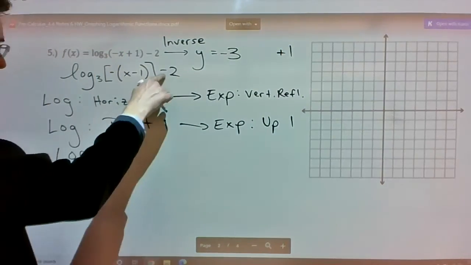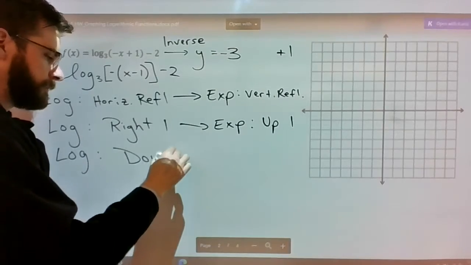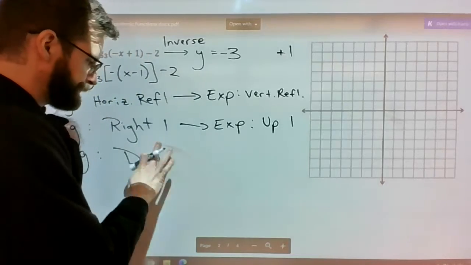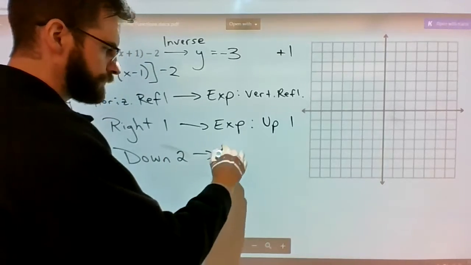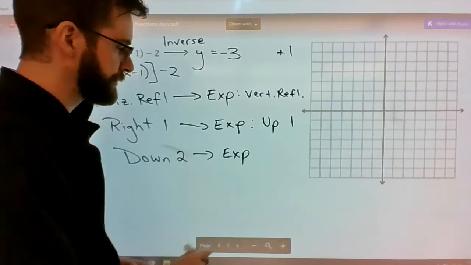And then if the log has a shift down 1 unit, sorry, down 2. I keep saying the wrong number. The unfortunate effects of old age.